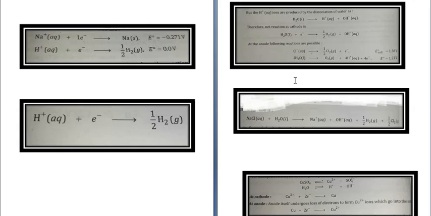So the overall net reaction will become NaCl plus H2O gives you Na+ plus OH- plus half H2 plus half Cl2.